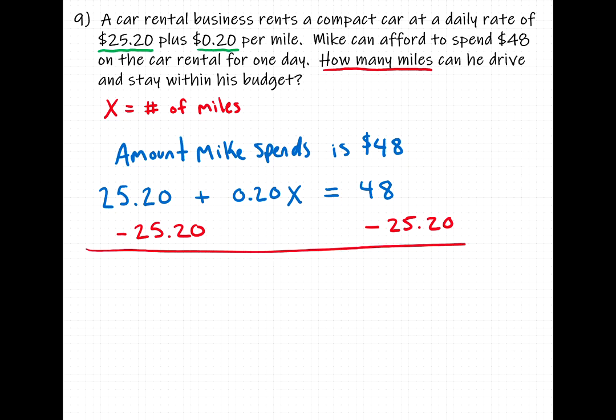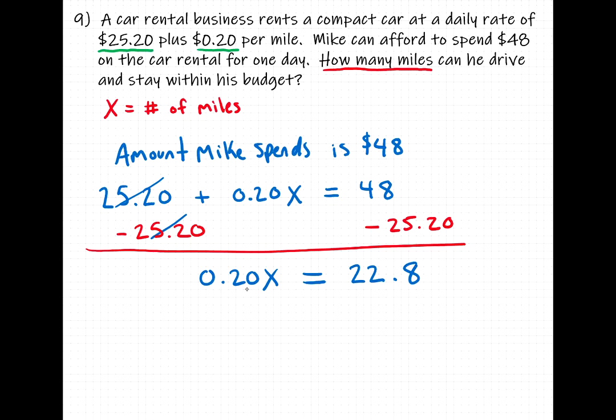So on the left-hand side, the positive and the negative cancel, leaving us with 0.20 times x. And on the right, if you maybe take out a calculator, 48 minus 25.20, that should give you 22.8.